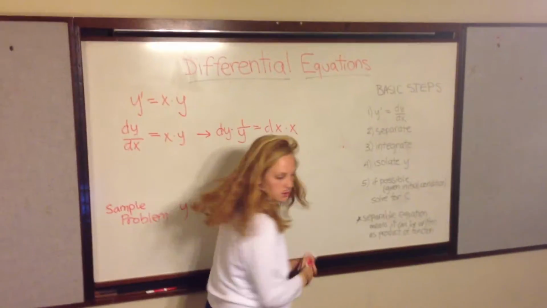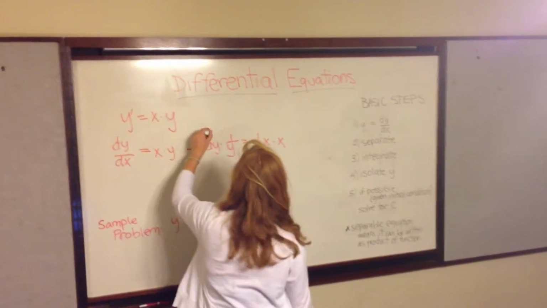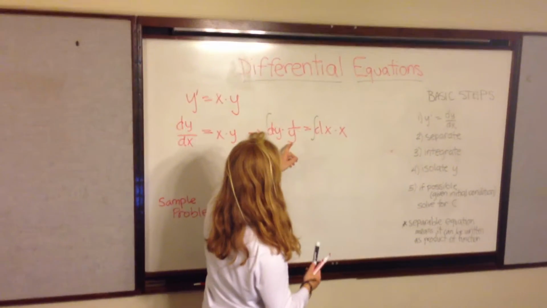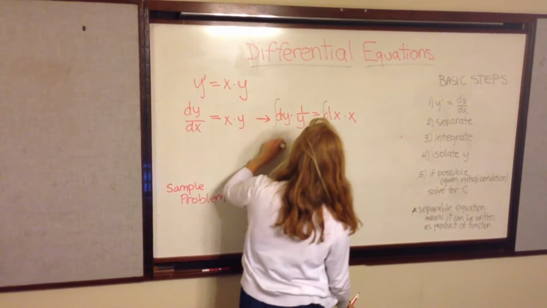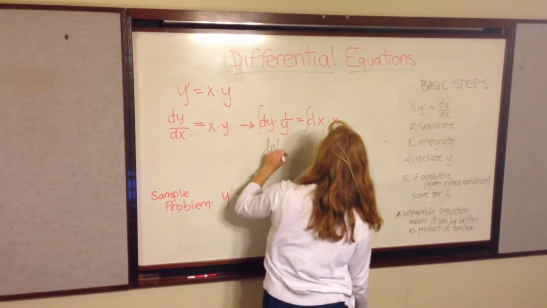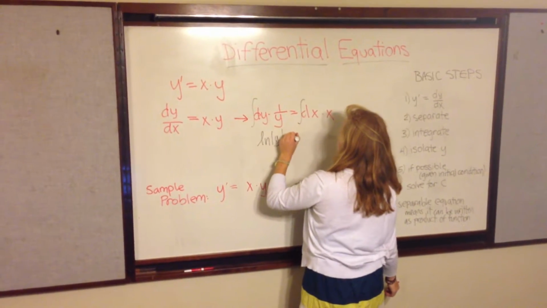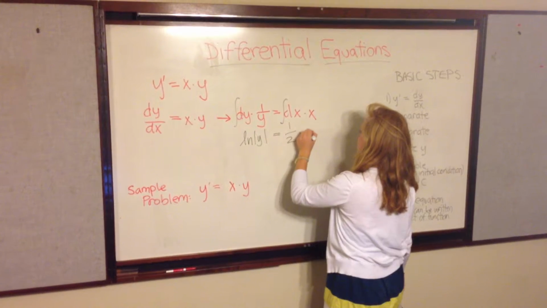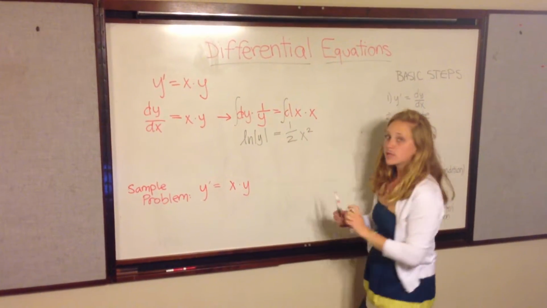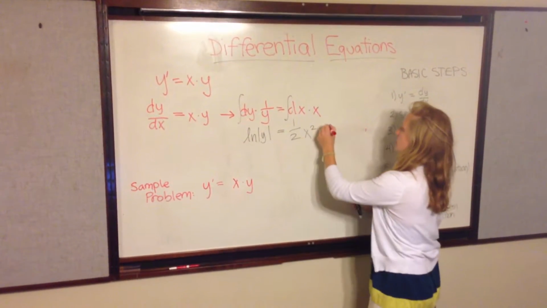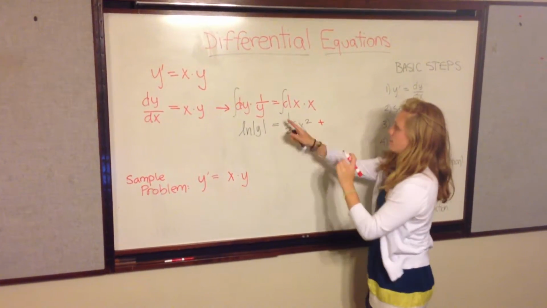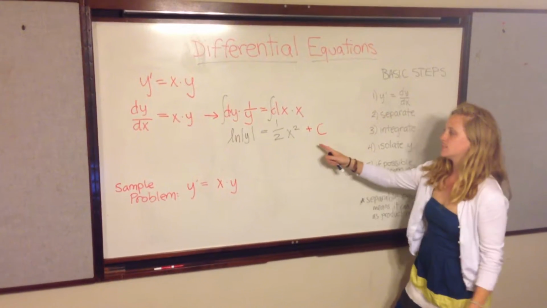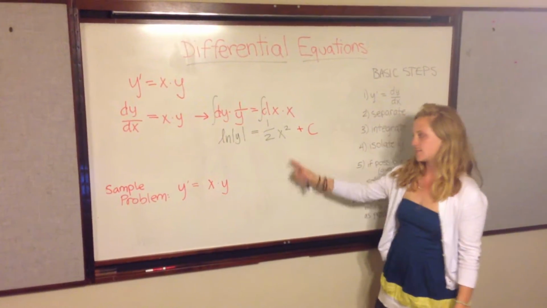I will draw in a different colored pen our integration sign. The integral of 1 over y is ln of the absolute value of y, which will equal on this side 1/2 x squared. And it's really essential that whenever you anti-differentiate and you don't have bounds, you add a constant. You only need one constant for the whole equation, and the constant is typically put on the x side.